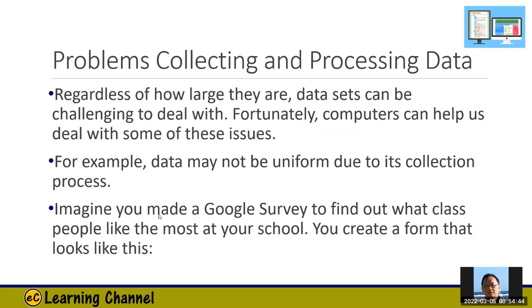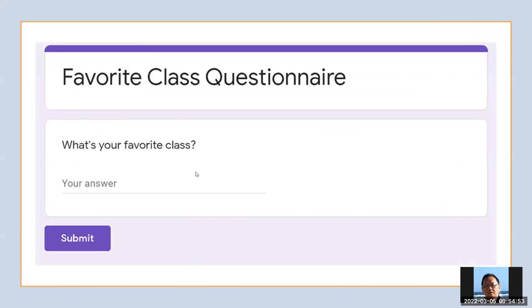Imagine that you make a Google survey to find out what class people like most in your school. You create a form to ask students. On paper, people use a pencil to fill it out, and you distribute it. How many people can you distribute to by paper? Maybe 10, maybe 20, maybe 100. Can you distribute this questionnaire to 1 million people? Probably not. When you get the paper back, how many people need to help you sort it out and do statistics?